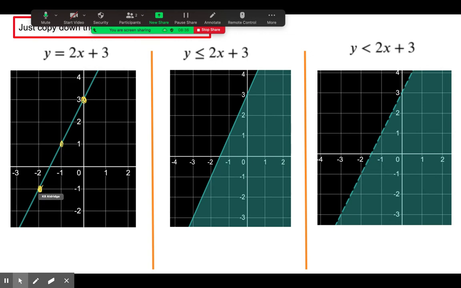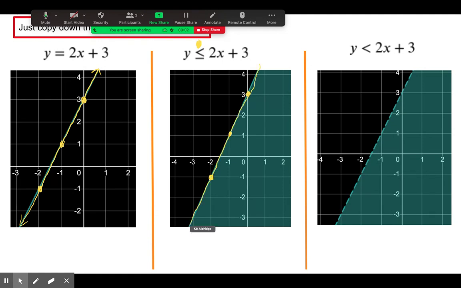Notice how they are closed circles. Notice how it's a solid line. Great, no shading. Same equation: we have a y-intercept of 3 and a slope of 2. Notice how they are closed circles and a closed line, or a solid line.